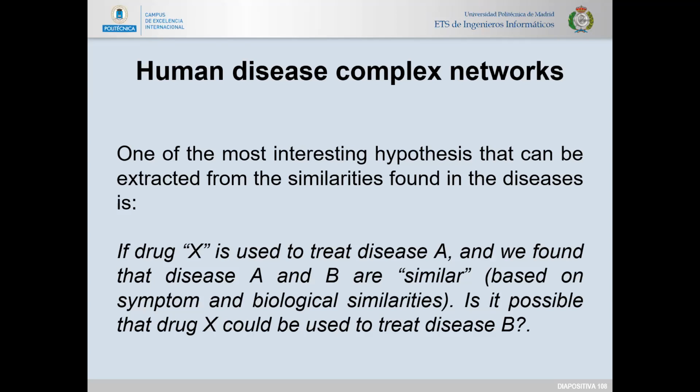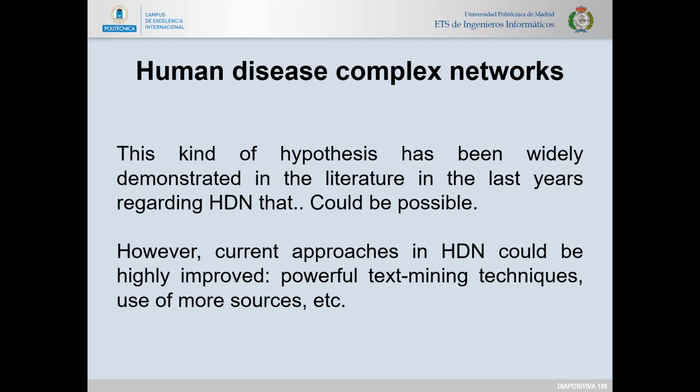And one of the most interesting hypotheses that they mention is, if we have one drug X that is used to treat the disease A, and we find that disease A is similar to another one, disease B, based on symptom or biological similarities, is it possible to say that drug X could be used to treat disease B? This is basically the idea of drug repositioning that Lucia has been explaining. This kind of hypothesis has been widely demonstrated in the literature in recent years with regard to the concept of HDN. It can be possible to establish this kind of relationship.